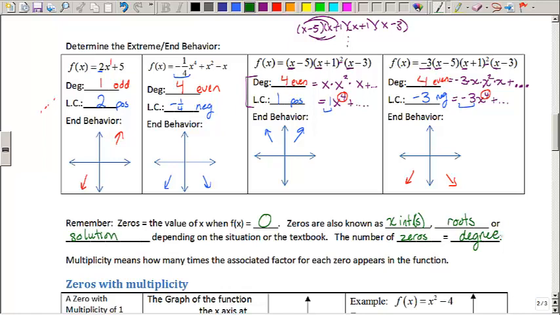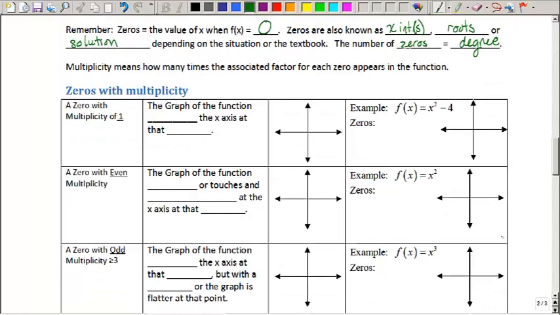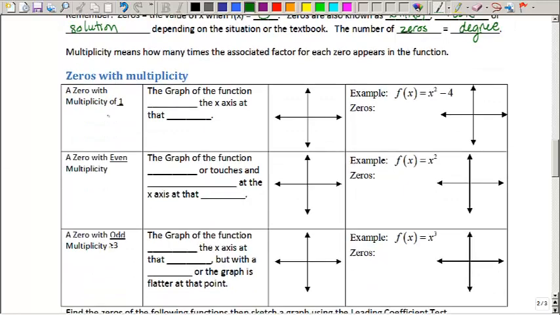Next, we'd like to talk a little bit about multiplicity. Multiplicity means how many times the associated factor for each of the zeros appears in the function. For example, a zero with multiplicity 1 means that the graph of the function crosses the x-axis at that point.